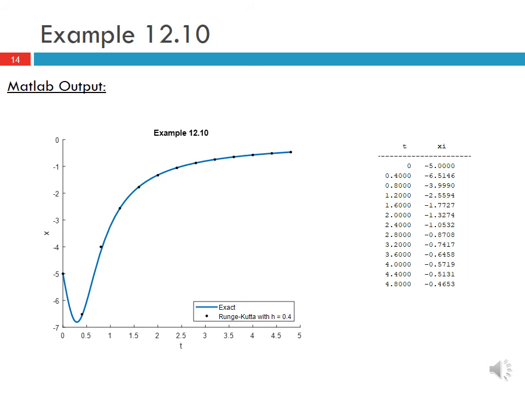And this is the output from MATLAB showing the estimates along with the exact function. And you can see even with h equal to 0.4, we get very good estimates for this whole function. Even in this area of rapid change here, we're getting really good estimates.